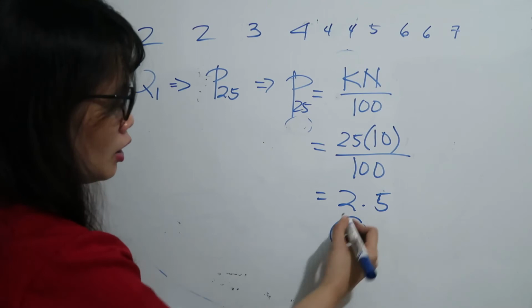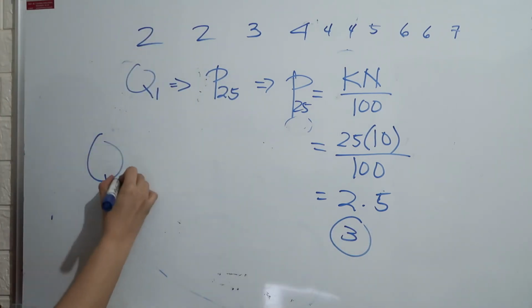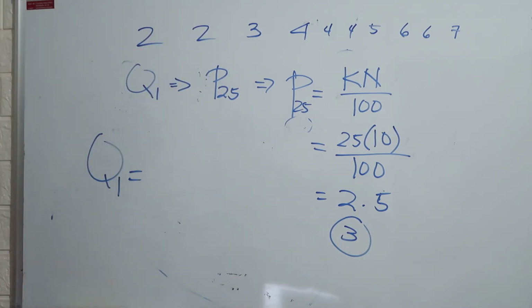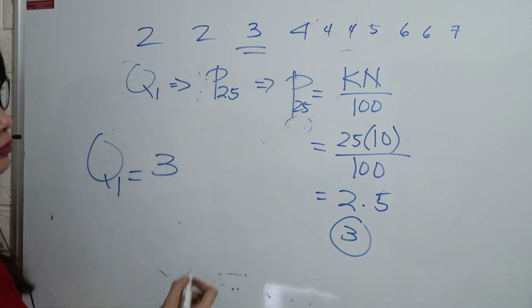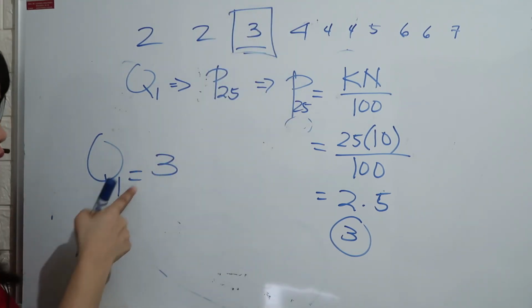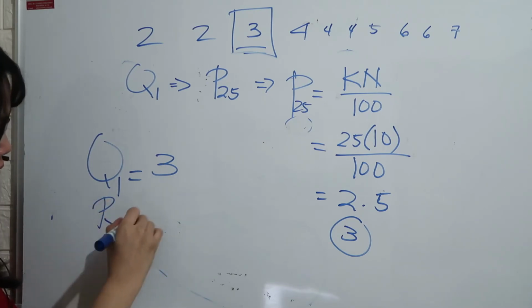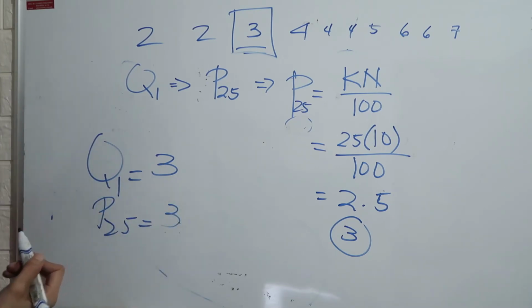Okay, 3. Now, going back to the data. What is your third number? Okay, 3. So this is your third number, so your quartile 1 is 3. Your percentile 25 is also 3. Do you get the point? Okay, next.